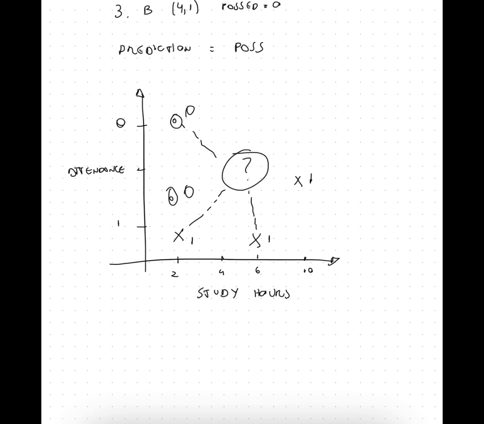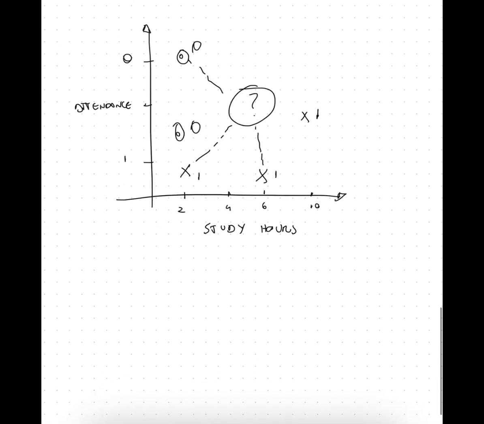You might ask, what if k is equal to 5? If we had chosen k equal 5, we would include all students. Let's check their passed exam values.